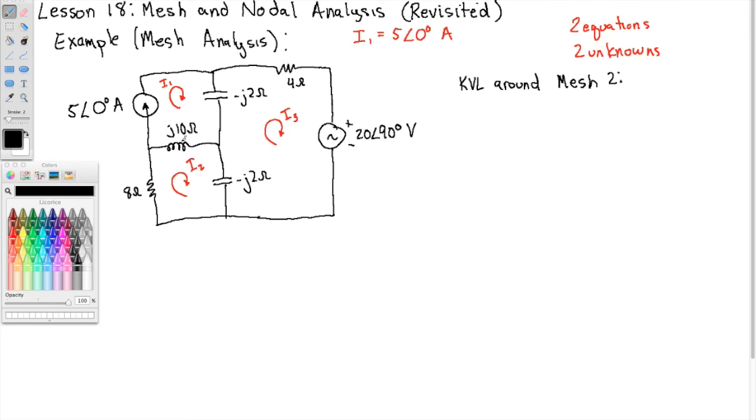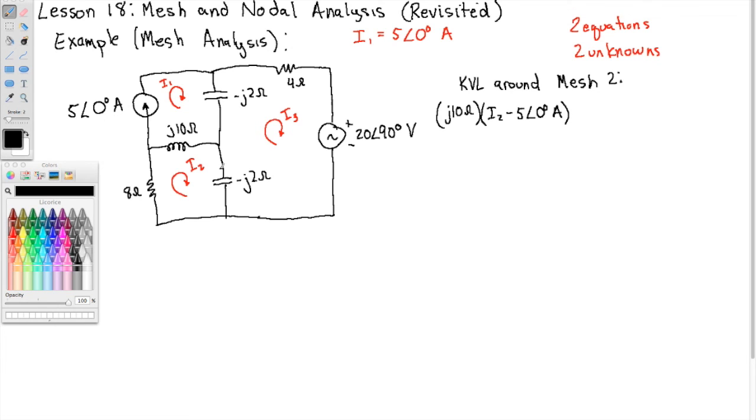Alright, so the first thing we have is this j10 impedance, and so the voltage drop across it is the impedance, j10 ohms, times the current through it. And the current through it, we're going in the direction of I2, so I2 goes with us, I1 opposes us, so we're going to write down I2 minus 5 angle 0 amps. Okay, I2 minus I1, and I1 is 5 angle 0.